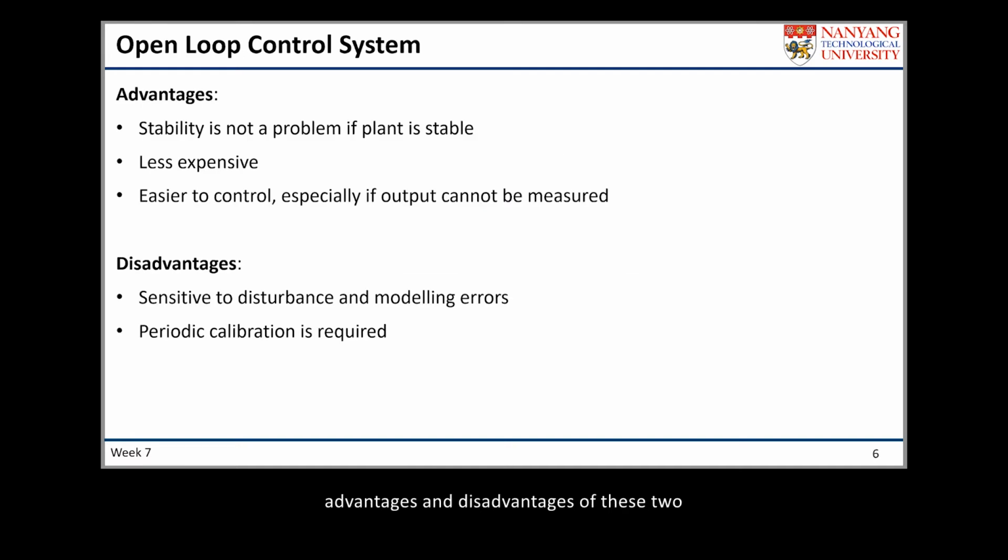Talking about advantages and disadvantages of these two types of system, the advantage of having an open loop system is that if your system is stable, then your system will always be stable all over the time, right? The second advantage of having an open loop system is, of course, that it will be less expensive. You don't need an additional component of a controller. You don't need a sensor. Obviously, it should be less expensive.